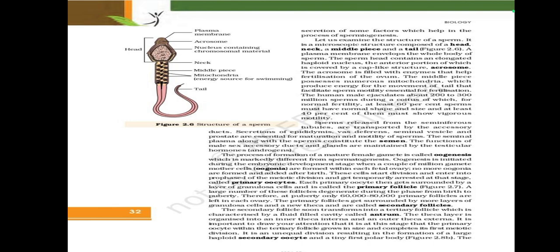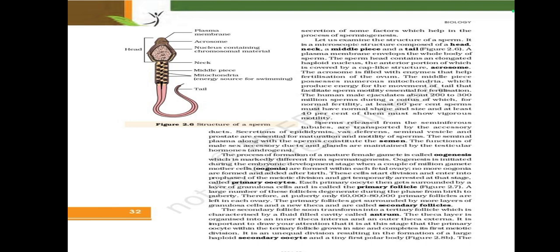Let us examine the structure of a sperm. It is a microscopic structure composed of head, neck, middle piece and a tail. Figure 2.6. Plasma membrane envelops the whole body of the sperm. The sperm head contains an elongated haploid nucleus, the anterior portion of which is covered by a cap-like structure, the acrosome. The acrosome is filled with enzymes that help fertilization of the ovum.